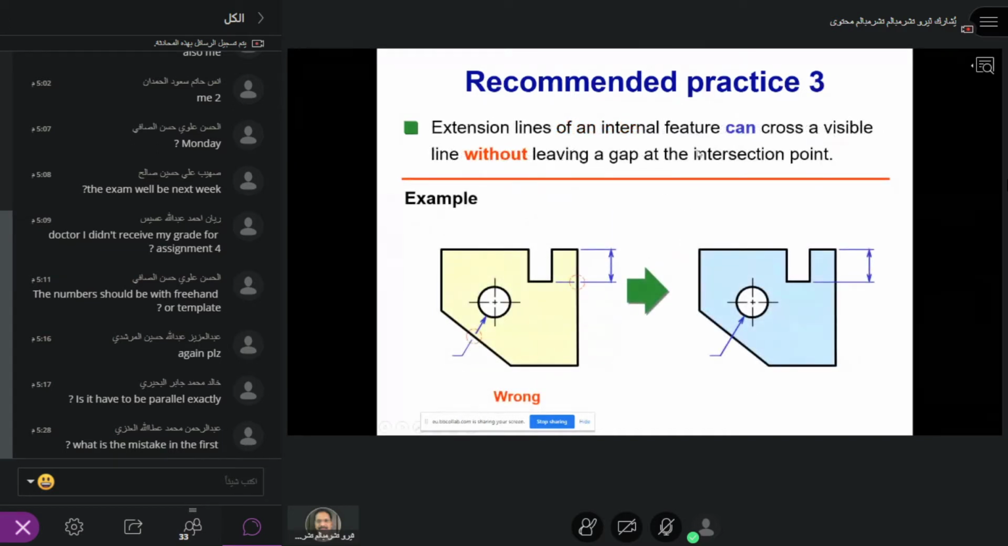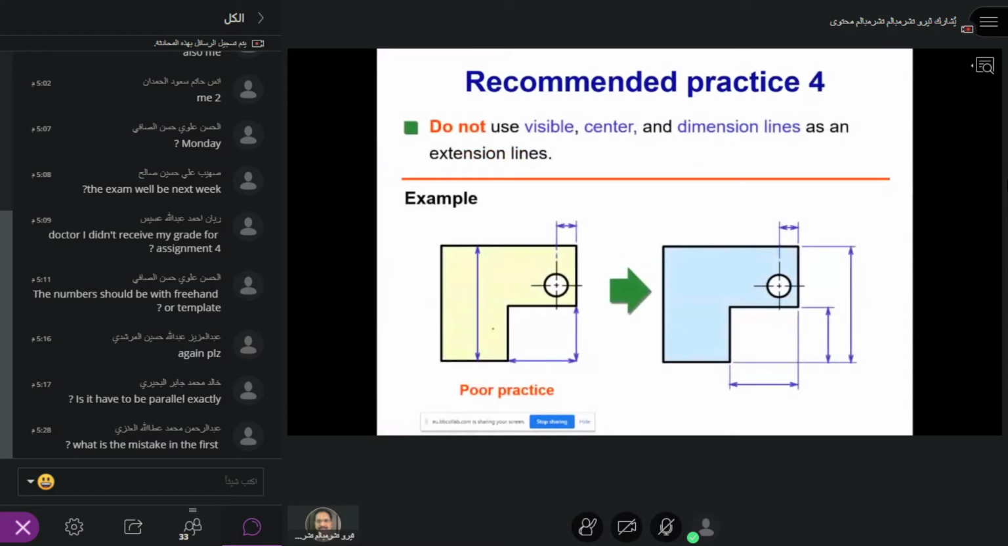Then extension lines can cross the visible line without leaving a gap. Now you see there, the extension line here is cut. This is wrong. So the extension line should not be cut here. And you see this is also wrong. And how to do this? Here, this is the correct way and this is also correct. Only here you have to put the gap, just to show this is the component or the object and this is the extension line.